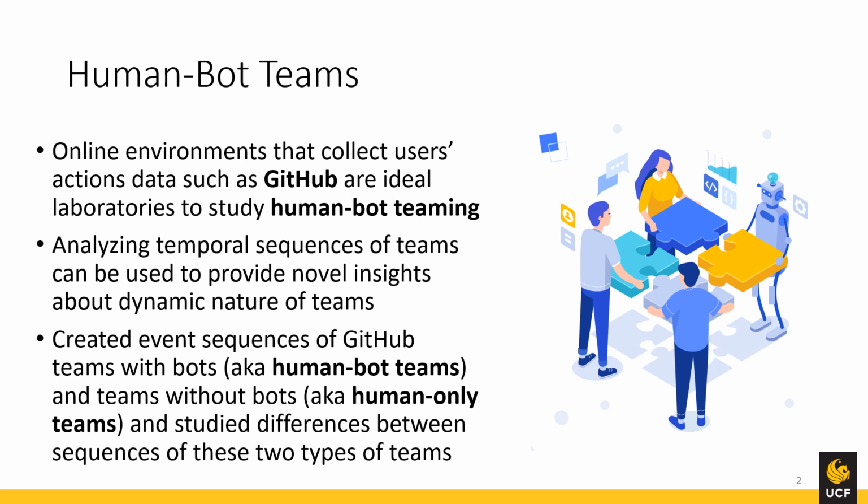Online environments that collect users' action data such as GitHub are ideal laboratories to study human-bot teaming. Analyzing temporal sequences of teams can be used to provide novel insights about dynamic nature of teams. In this research, we created event sequences of GitHub teams with bots and teams without bots and studied differences between sequences of these two types of teams.